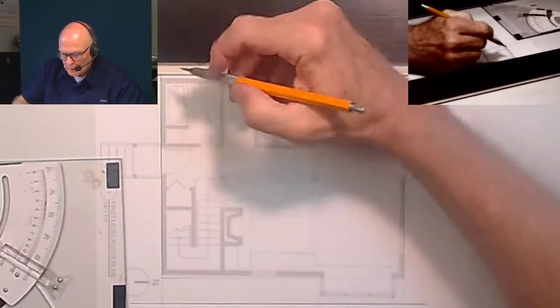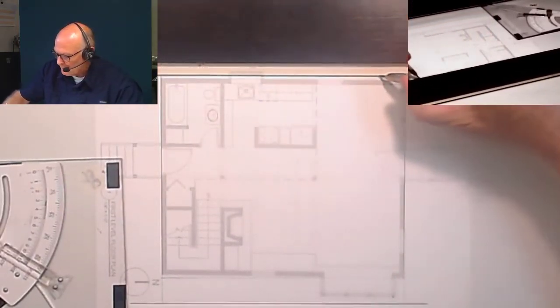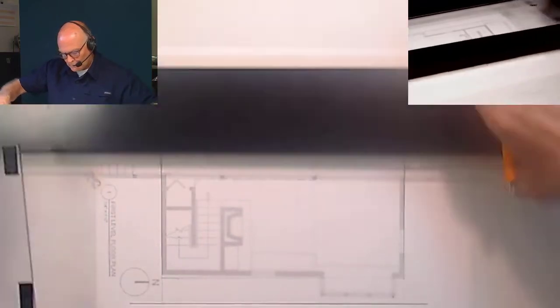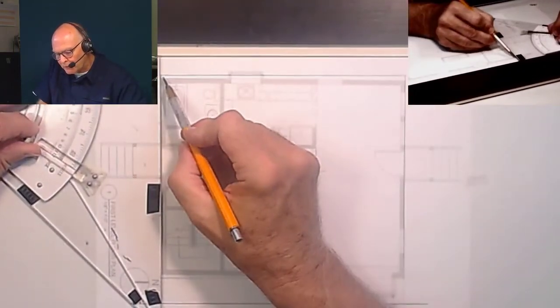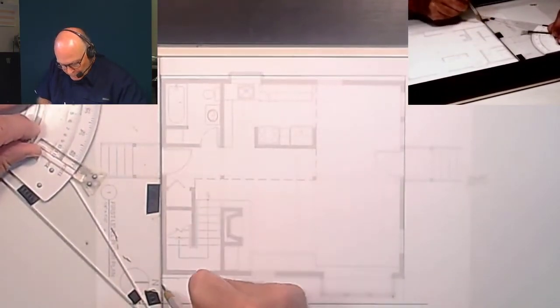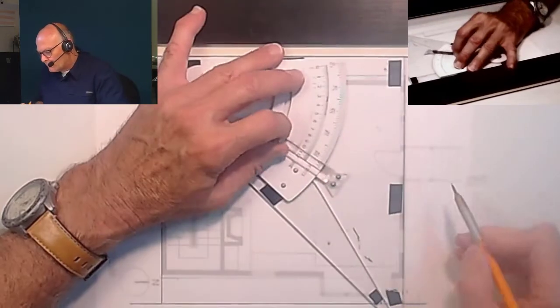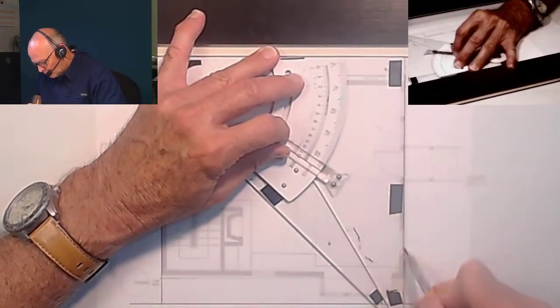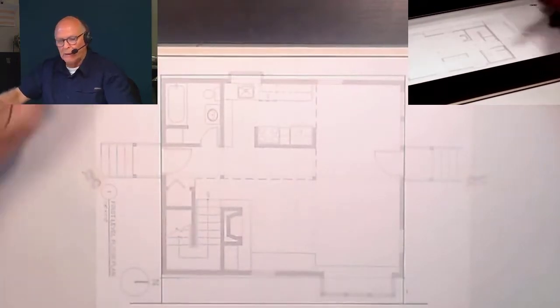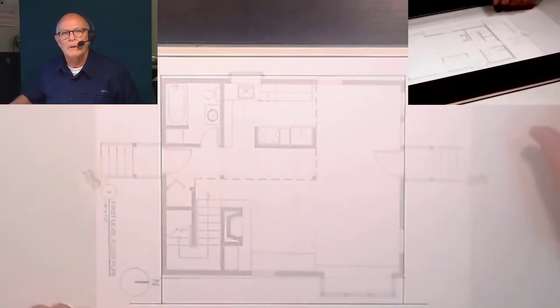So now, put the ridge line in. I'm not going to blast the finished floor line on. I just don't think that's necessary. I'm going to get myself anchored to the ground. Okay, so there's my basic form.